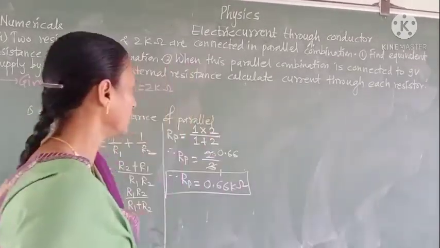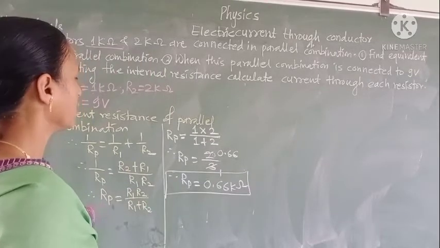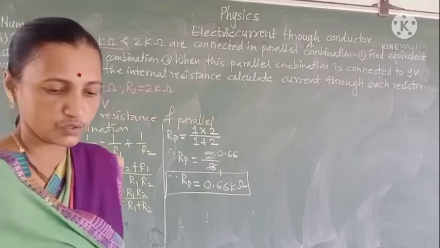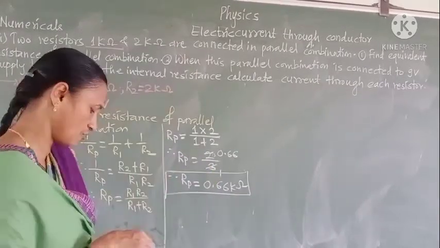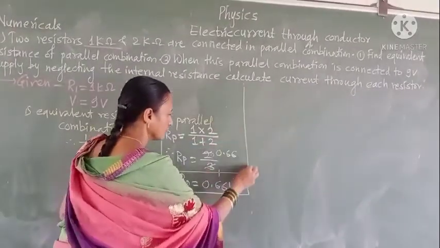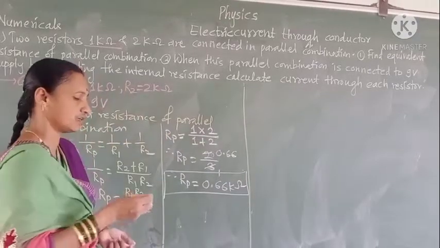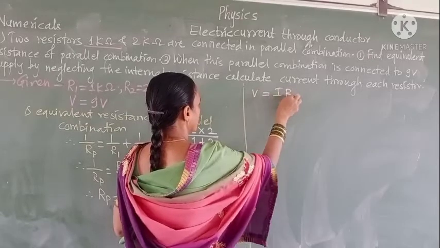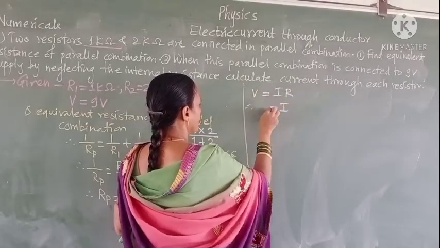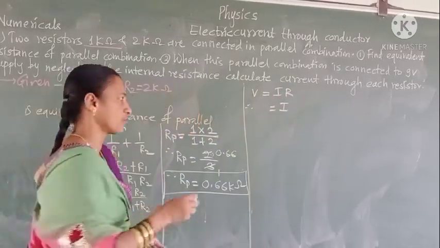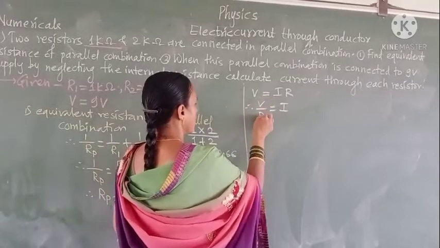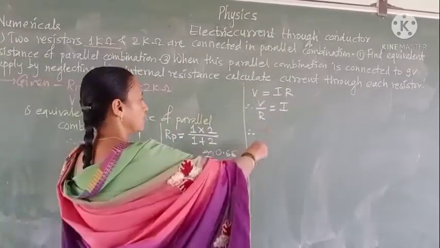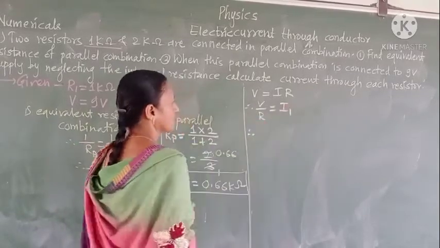Then we have to calculate the current through each resistor. Therefore we see the formula for calculating the current, that is V is equal to IR. When we have to calculate the value of I, we take the formula in this way: V upon R is equal to I. Here we calculate the value of the current.